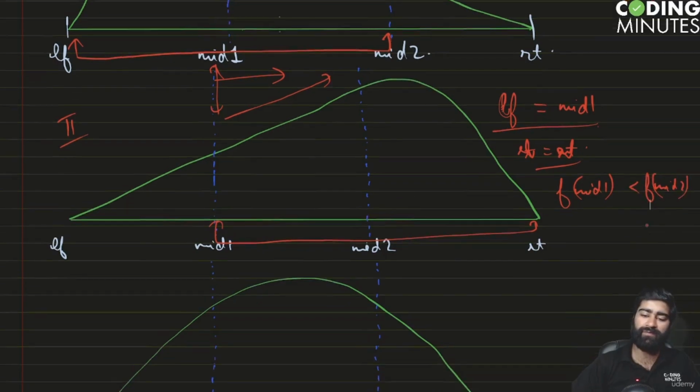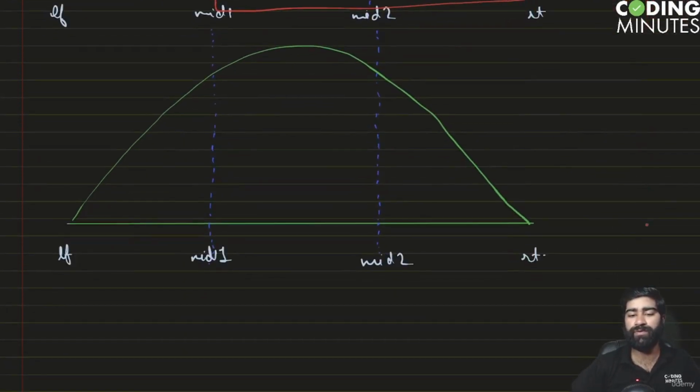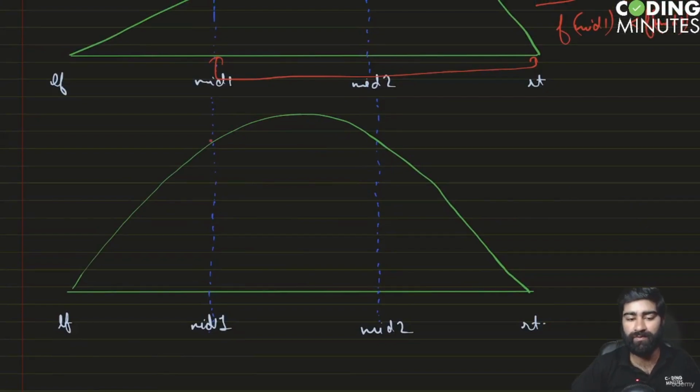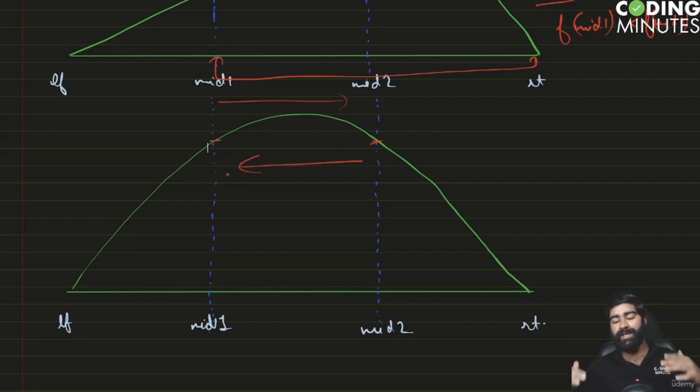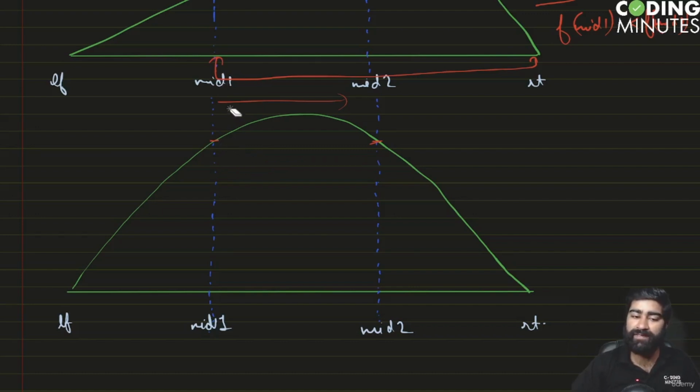And what if f of mid 1 is equal to f of mid 2? For example, let's say they are equal. Of course they don't look equal, but let's say they are. What happens if they are equal? Then we can take any, right? We can take this or we can take this. If both of these points are equal, that means the maxima lies somewhere in the middle, right? So we can take any, or we can make a third case and take just one partition, but that won't matter.